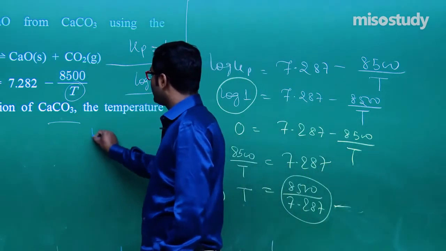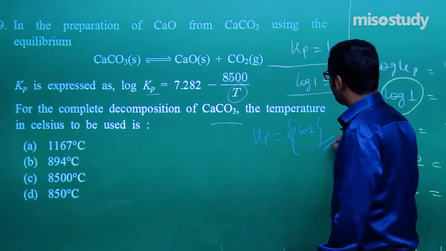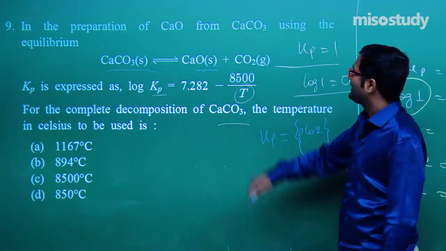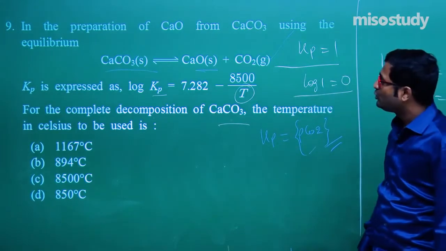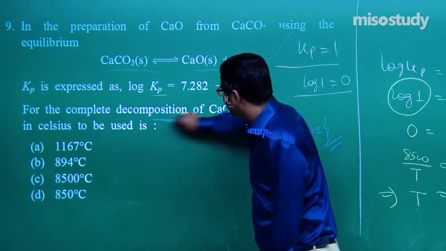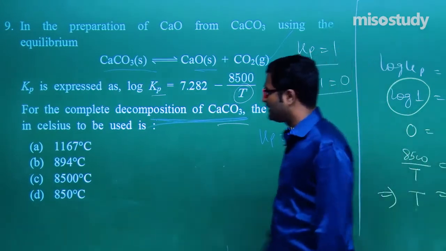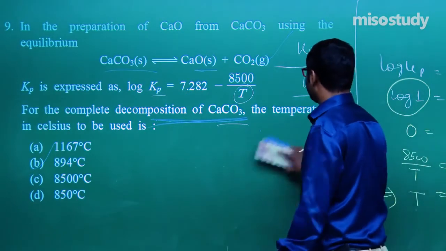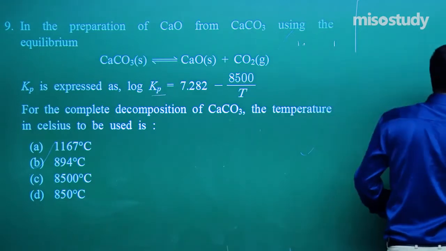In this case, what is the expression of Kp? Kp is equal to the partial pressure of CO2, because the other two are in solid state. So for writing the expression for Kp, we will consider only the pressure of CO2. If there is complete decomposition, Kp is equal to 1 and log 1 is equal to 0. If I solve this expression, we'll get the answer 894 degrees Celsius. Clear to you? This is one of the best questions. Now let's move to the next one.